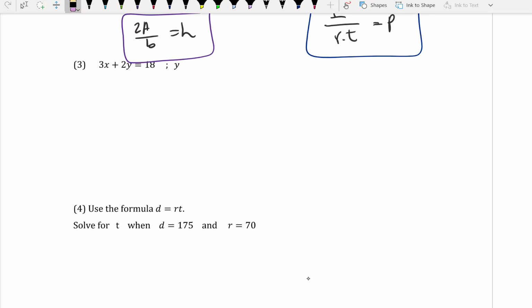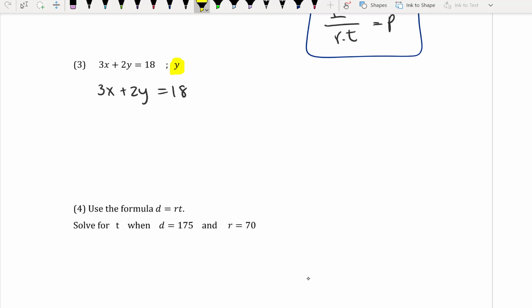Now for number 3, my goal is to solve for y. 3x plus 2y is equal to 18. That is the equation that they gave me. So what's happening with that y? Well, it's being multiplied by 2, and that 3x is being added to it.